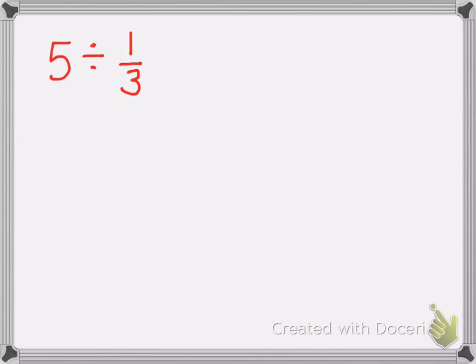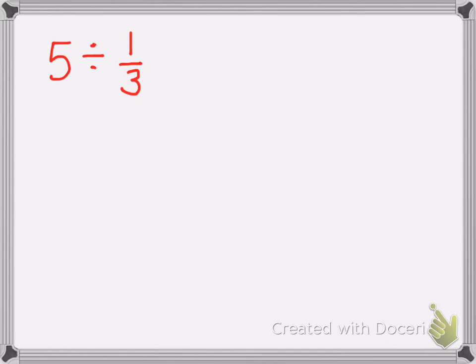Let's get started. The type of problem that we're talking about is a whole number like 5 divided by a fraction, in this case 1/3. And we need to make a model to fit this situation so that we can find the answer without knowing the algorithm. So we'll use the algorithm at the end just to check to see if our answer is right. But let's start by creating a model.